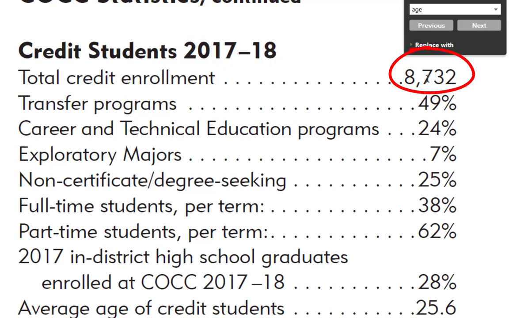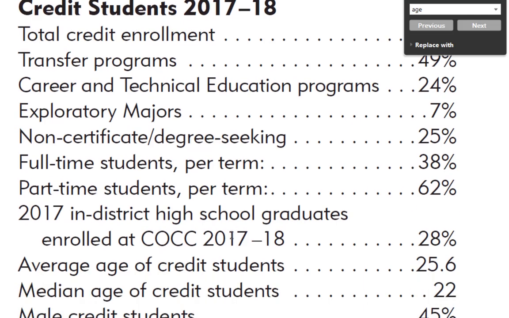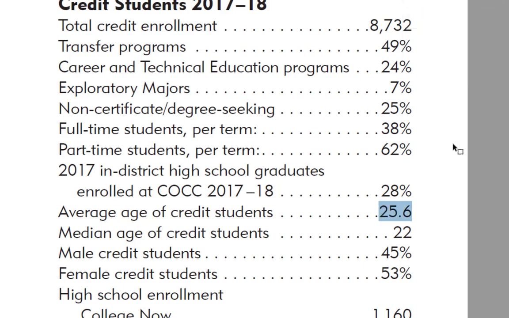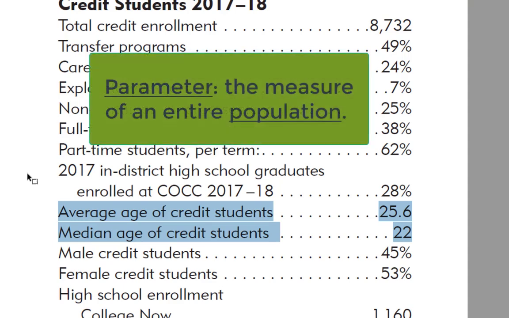Whatever. Is 8,732. So that means that this number down here, this average age that we see, shrink this down a little bit. There we go. This average age that we see, this 25.6, COCC actually knows exactly what that average is, because they could simply take all the ages of all 8,732 of those students, add them up, and divide by 8,732. Piece of cake. This is an example, actually all these numbers, but in particular these two numbers right here, are examples of parameters. They are the measures of the entire population.